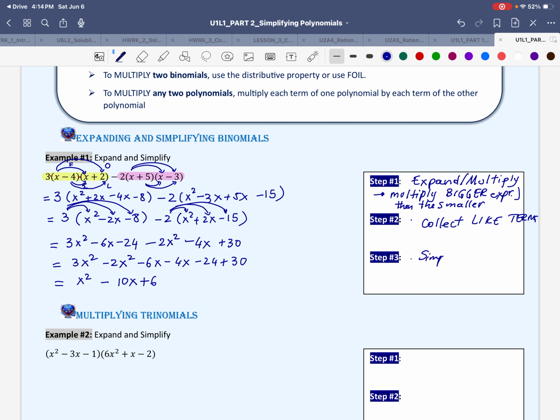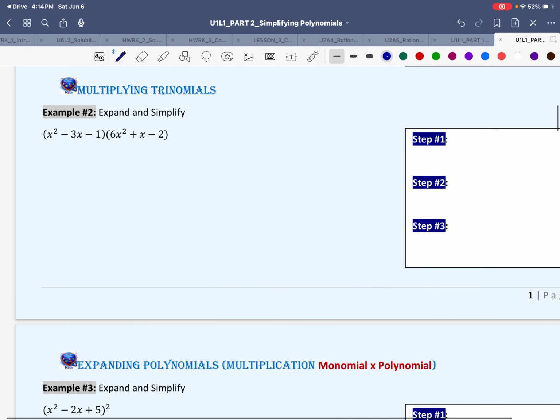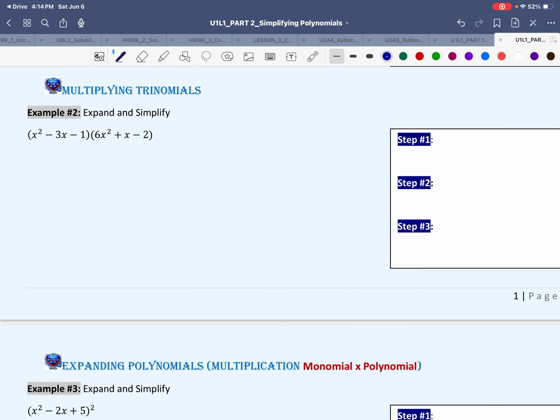And simplify. So in the next example, we have the product of two trinomials. Since we have the product of two trinomials, now we don't have exactly FOIL, but we have something that looks like FOIL. So we're going to take x squared and multiply it by every term in the trinomial here. So x squared times 6x squared is 12x to the power of 4. x squared times x is x to the power 3. And x squared times negative 2 is negative 2x squared.